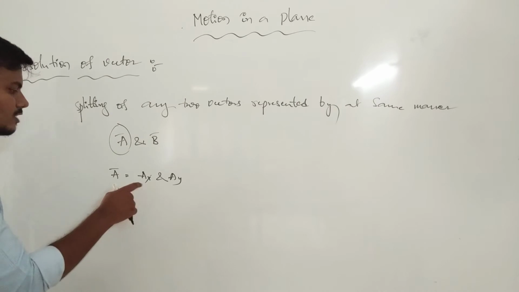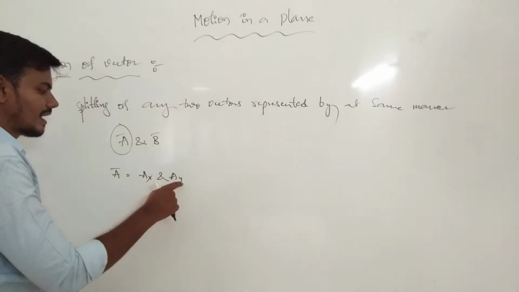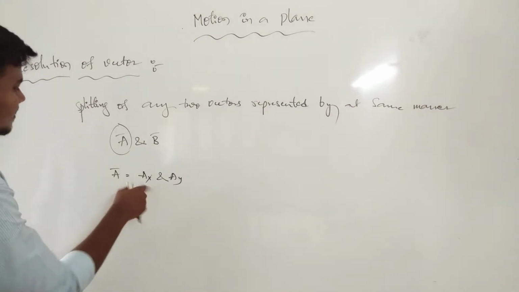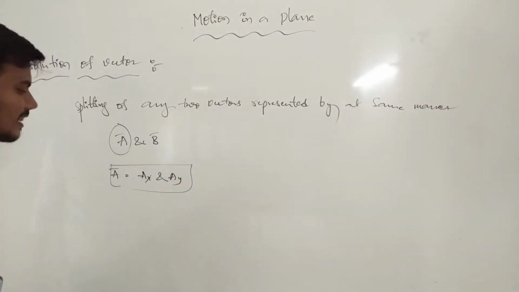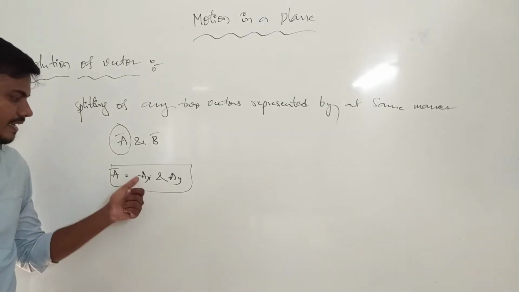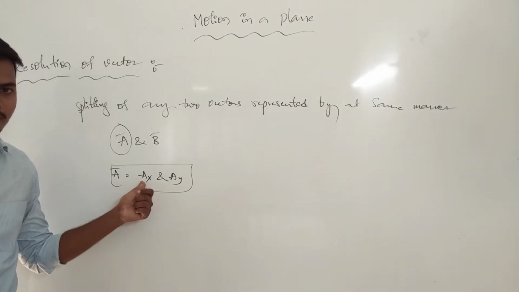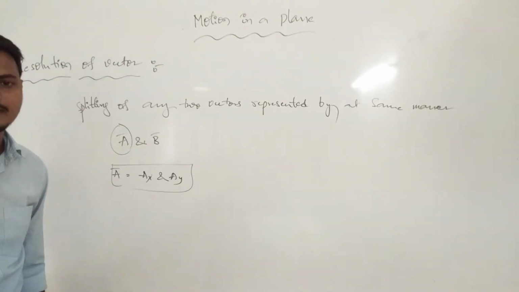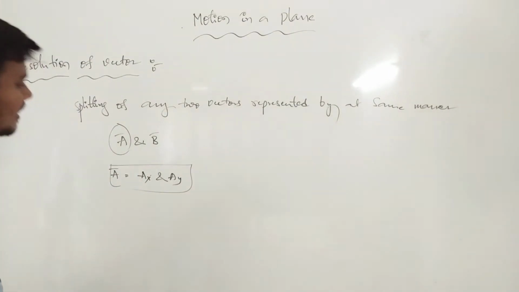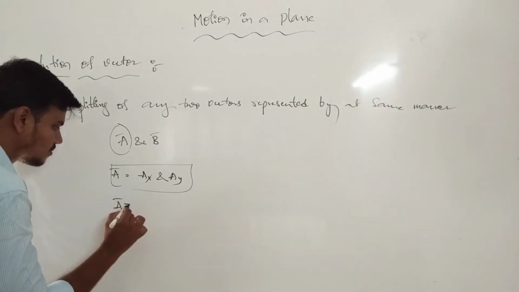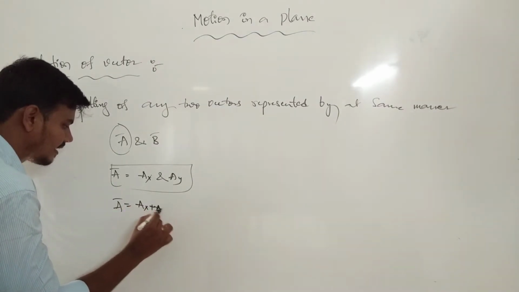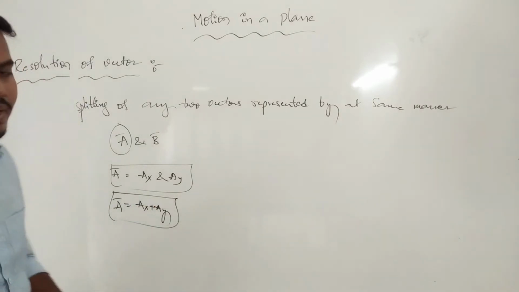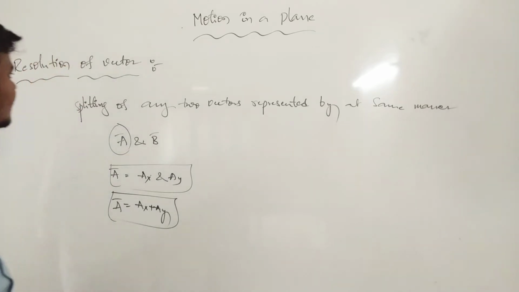Now Ax means the component in the x direction, and Ay the component in the y direction. There are two interpretations of these positions. This is the manner for vector A only. Vector A has components along the x-axis and along the y-axis, Ax and Ay. Now A bar is equal to Ax plus Ay. This is the resolution of vector.